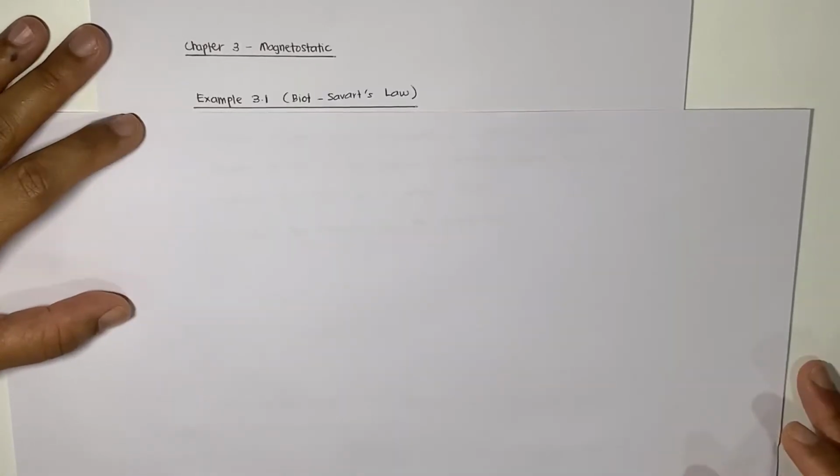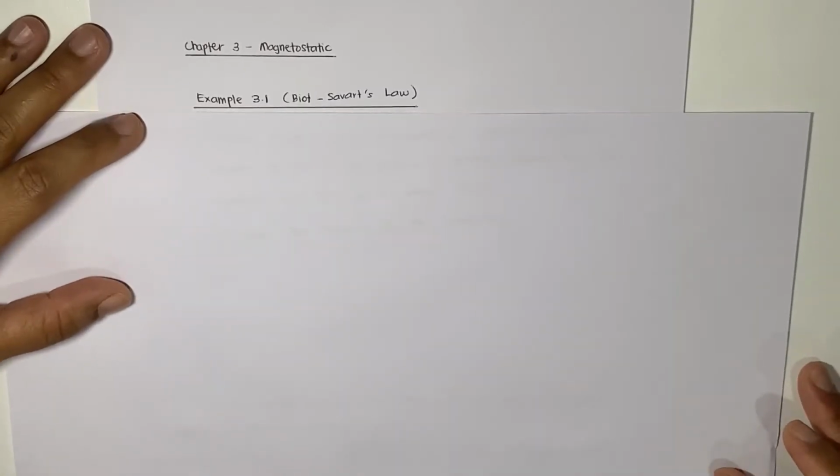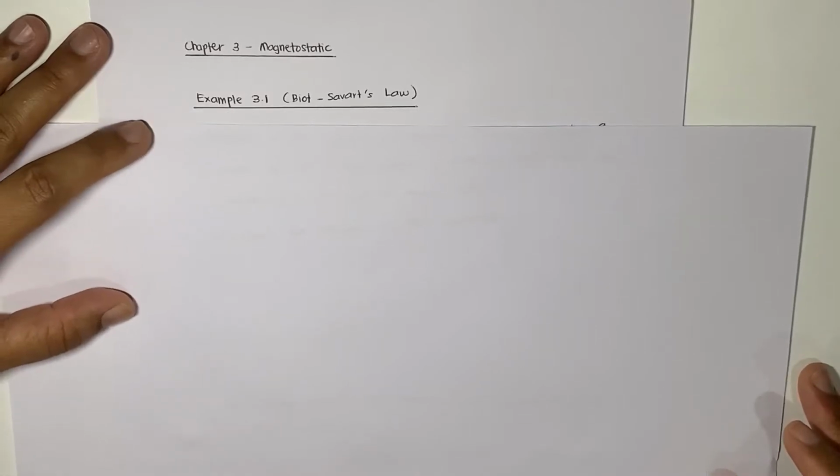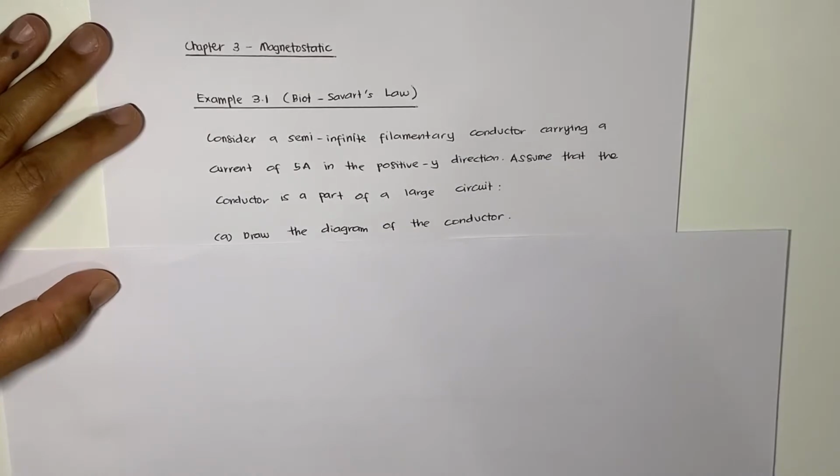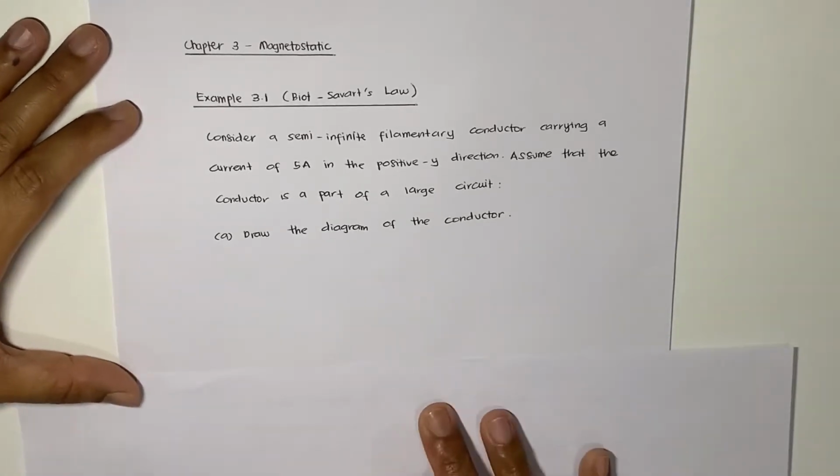Okay, so we proceed to example 1, which is related to Biot-Savart Law. The question is: consider a semi-infinite filamentary conductor carrying a current of 5 ampere in the positive y direction. Assume that the conductor is part of a large circuit. You need to draw the diagram of the conductor. Okay, this is a very easy question.